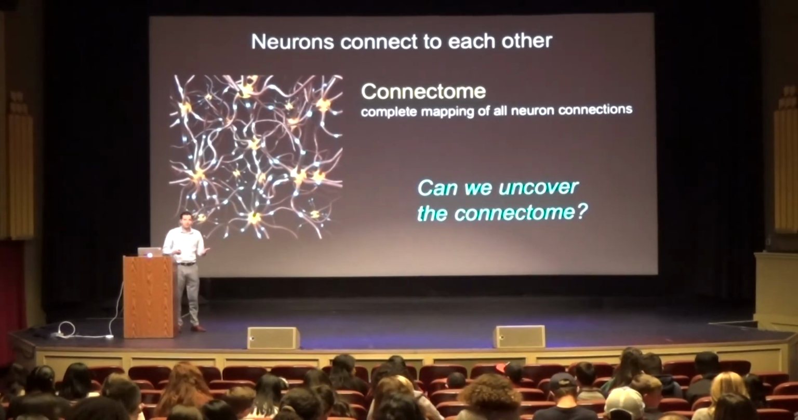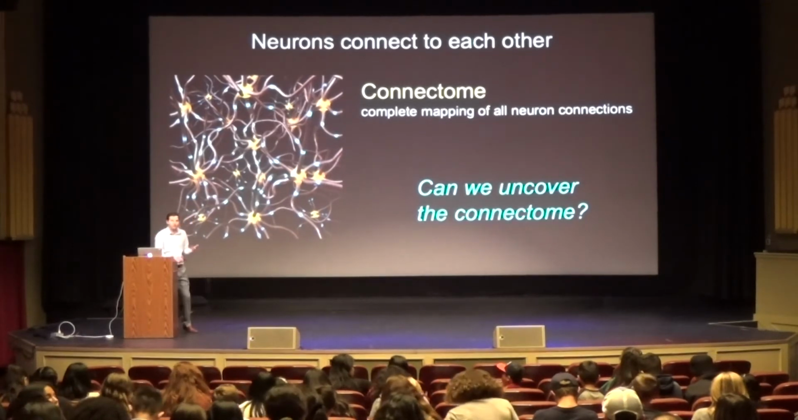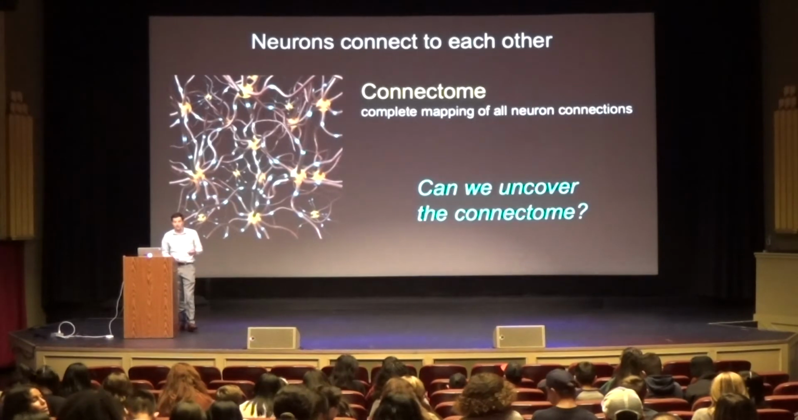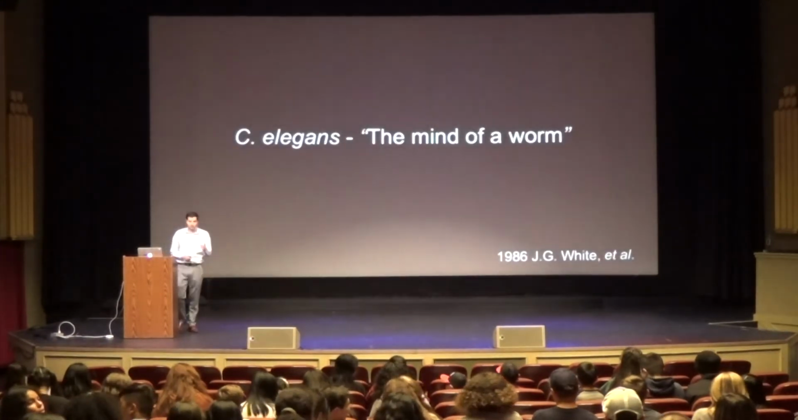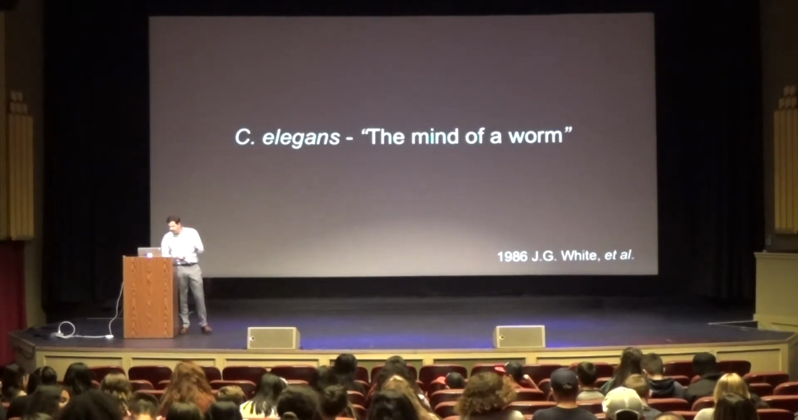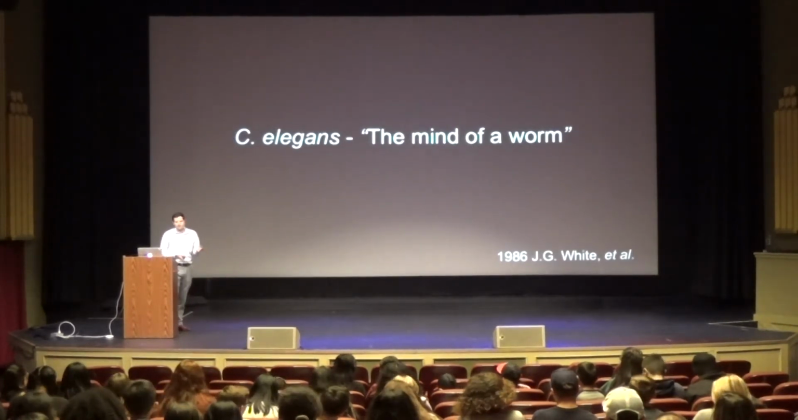And the question is, can we figure out that mapping? Can we uncover the connectome? And the answer is, it's already been done for one animal, a tiny worm called C. elegans. In a major scientific breakthrough in 1986, J.G. White mapped out all 302 neurons of this tiny worm.